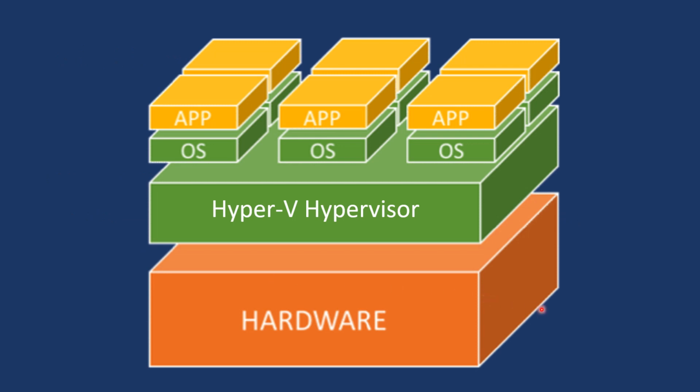Again, this picture. As you can see here, it gives an example of the Hyper-V hypervisor. Now, one question to test your knowledge. Is this a type 2 or type 1 hypervisor? What do you think? Yes, you are right. It is a type 1 hypervisor. Why? Because the hypervisor is directly installed on the hardware. There is no operating system here.